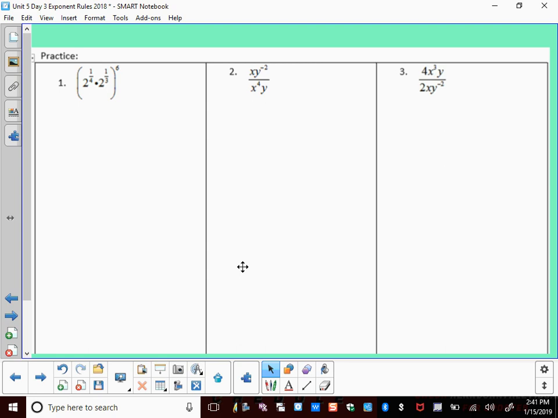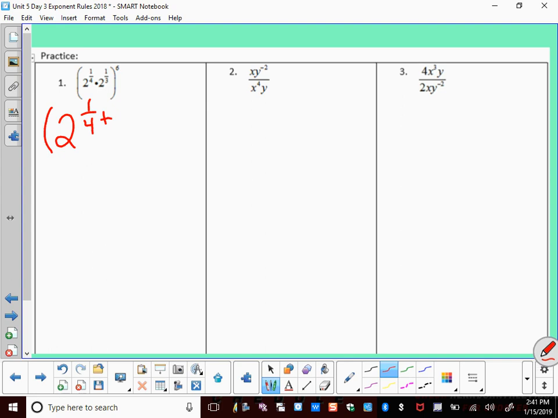Alright guys, let's go ahead and finish this up. What did you do for that one? Because you can always do different things to get the answer. Alright, so I got 2, right? This is called the base, 2. So you kept your base 2? Yes. Then I added 1/4 plus 1/3. Good. I did the same thing, and I got 7/12.